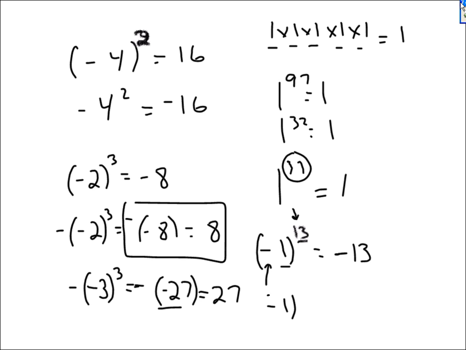You have -1 to the 24, while a negative number times itself an even number of times is positive. And 1 to the 24 is 1. Let me go back to the last problem. 1 to the 13 is not 13. 1 to the 13 is 1. 1 to the 24 is 1. In our case, positive 1. Of course, you can just write down 1.